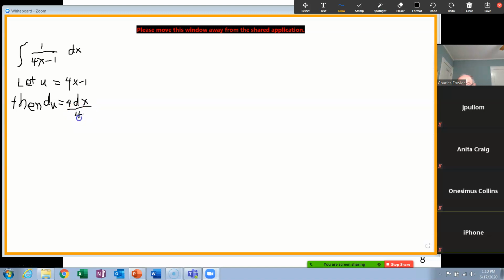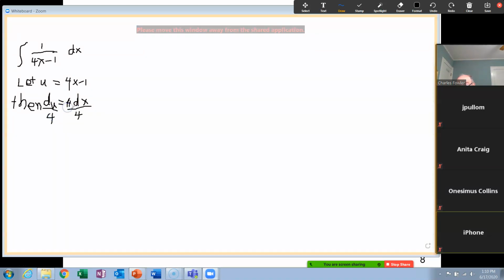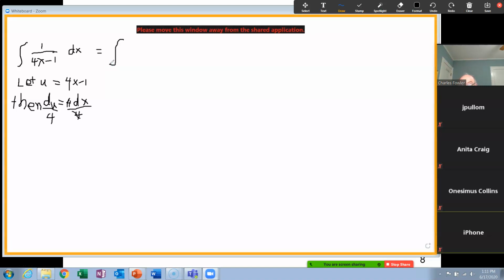But if you divide on this side, you also have to divide on this side. Divide both sides by 4. Now you have just a dx here, which is all you have up here. So let's rewrite this integral. But now it won't be an integral in x, it'll be an integral in u. Okay?